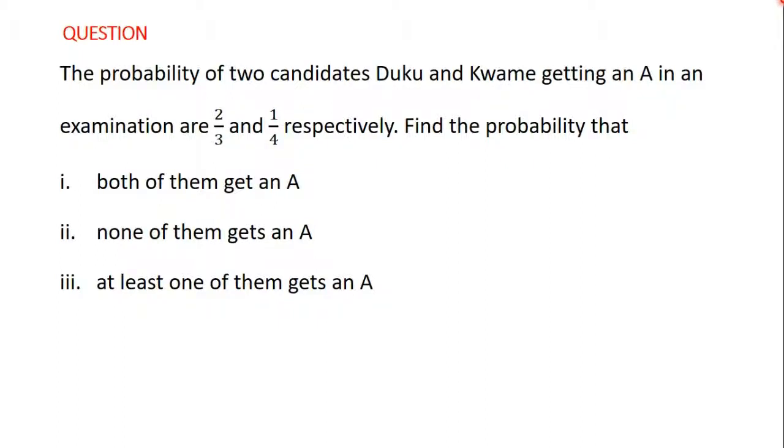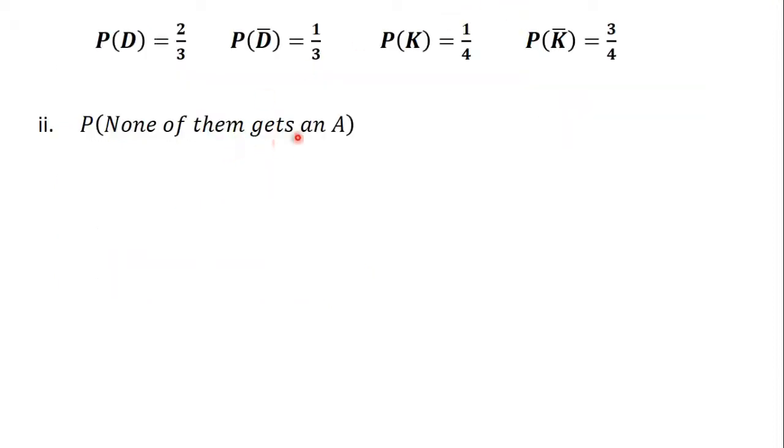Welcome back. In the previous video, we solved the first part of this question, the probability that both of them get an A. In this video, we will solve the second and third part of the question, the probability that none of them gets an A and the probability that at least one of them gets an A. Let's begin with the second one, the probability that none of them gets an A.